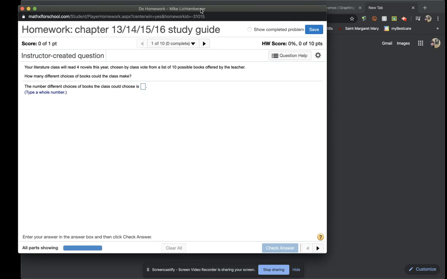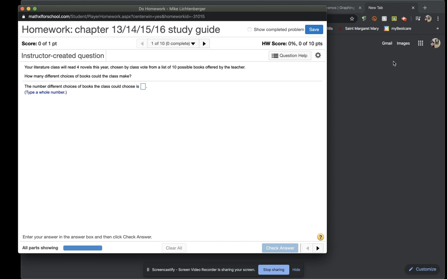All right, let's go over the study guide for chapter 13 through 16. Okay, 10 questions. Your literature class will read 4 novels this year, chosen by class vote from a list of 10 possible books offered by the teacher. How many different choices of books could the class make?